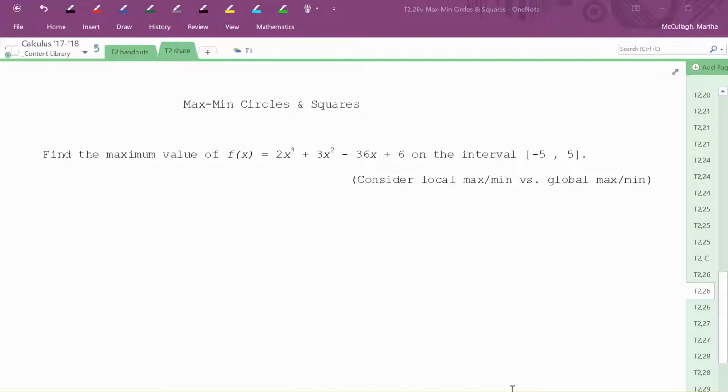This is T2 day 26, max min circles and squares. So continuing on with the work we've been doing with maximum and minimums, just getting more and more interesting. But before we do that, we're going to investigate a little bit about the idea of local maximum and minimum versus global maximum and minimum. We've mentioned this in class occasionally, but haven't spent a lot of time or gone into a lot of depth on this. So let me just talk about it just for a second.